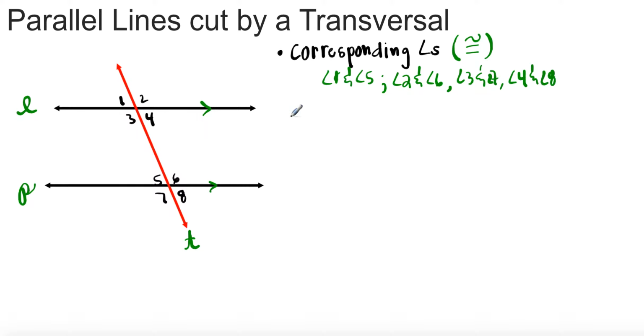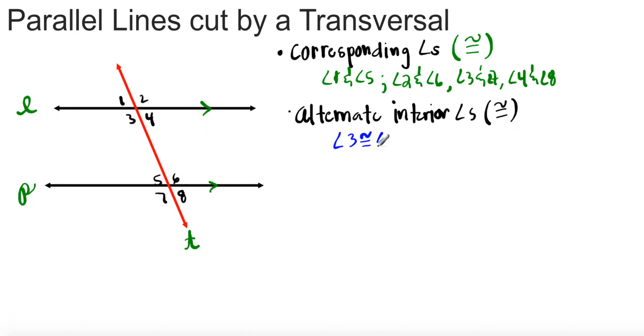All right, we also have something called alternate. So think about what that word means. Alternate interior angles. And they are also congruent. So they have to be interior, so that means 3, 4, 5, and 6. And the word alternate means opposite sides of the transversal. So my alternate interior angles are 3 and 6. So we can say 3 is congruent to 6. And 4 and 5. See how they cross over the red line, the transversal? So angle 4 is congruent to angle 5.